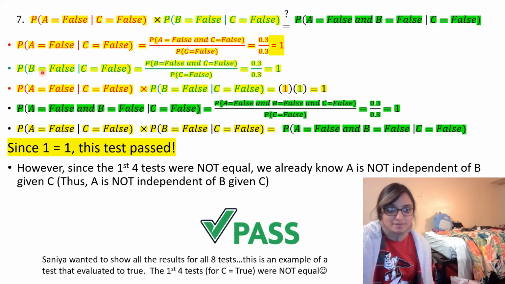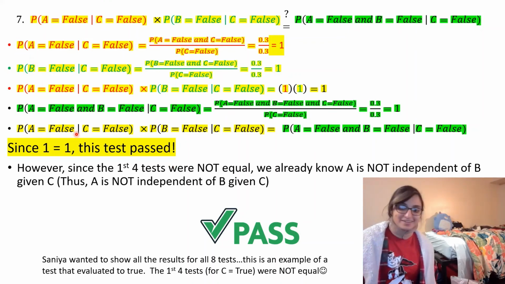So the probability B is false given that C is false is the probability B is false and C is false divided by the probability C is false. So that's 0.3 over 0.3, which is 1. So then the probability that A is false given C is false multiplied by the probability of B is false given C is false is 1 times 1, which is 1. And then the right-hand side, we also have to evaluate, and we also get 0.3 over 0.3, which is 1. So left-hand side is 1, and the right-hand side is also 1. So 1 equals 1. So this test passed.